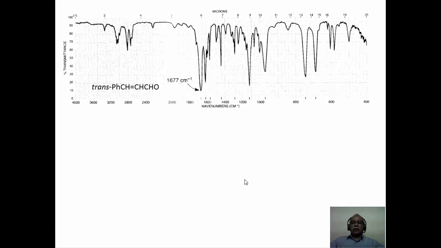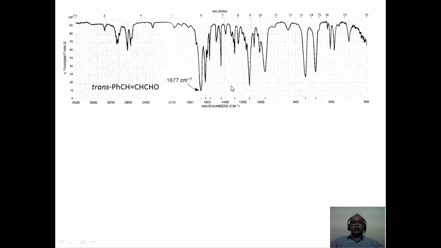Let us have a look at some representative examples of carbonyl compounds in infrared spectra. This is transcinnamaldehyde. Transcinnamaldehyde is an alpha beta unsaturated system. So one can see the carbonyl stretching frequency at 1677, which is a very sharp and very intense band in this particular case. The aldehyde CH usually comes as a two-line pattern, somewhere around 2800 inverse centimeter. So you can see here at 2800 inverse centimeter a doublet kind of a thing because of the carbon-hydrogen stretching of the aldehyde functional group.